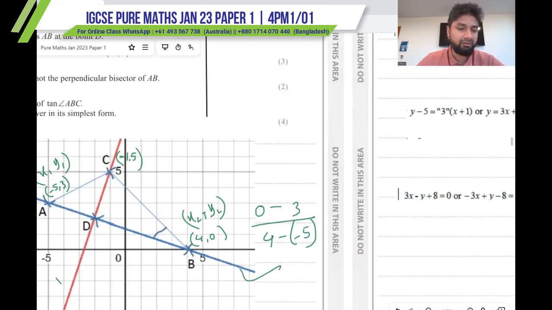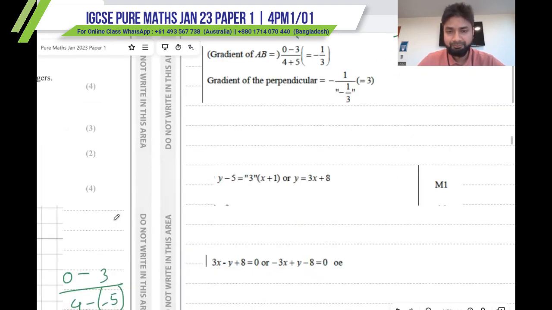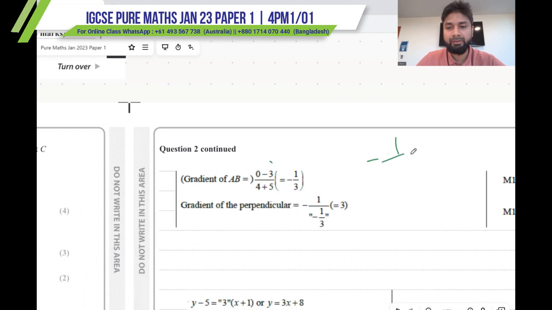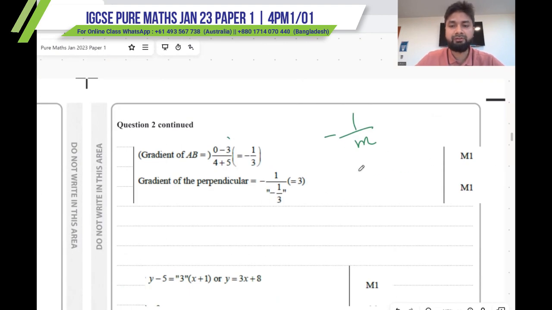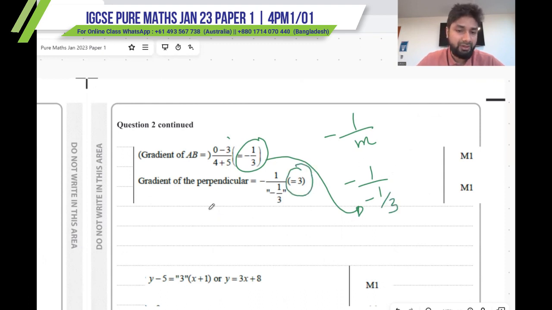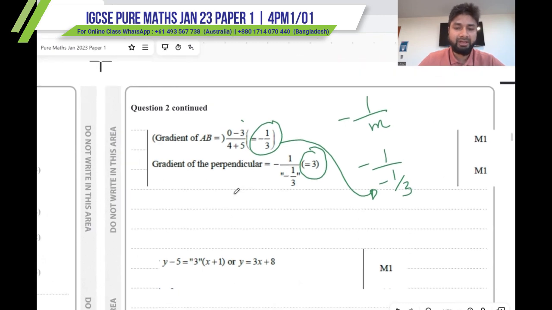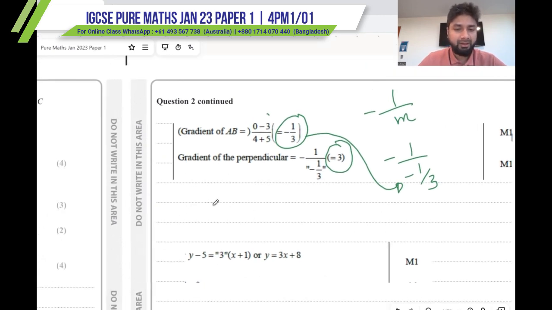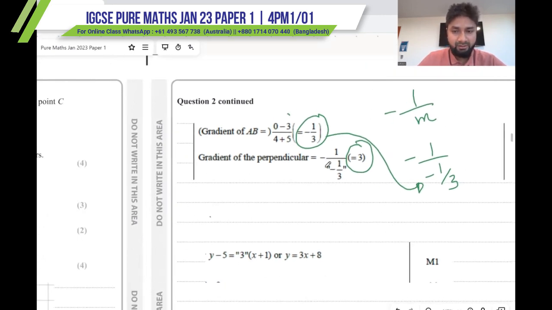Now we need to find the gradient of this perpendicular line, which is going to be L. Now, as I've mentioned the format of finding the gradient of a perpendicular line, we have to use this formula -1 over m. So we will use this gradient's result and put it over here, -1 over -1/3. And when we arrange, we get the final result as 3. So now we have our gradient of that particular line L, which is going to be 3.